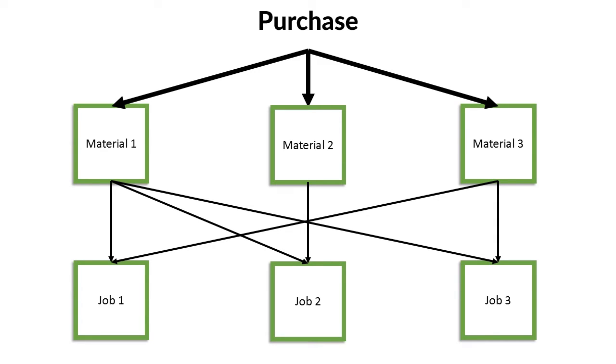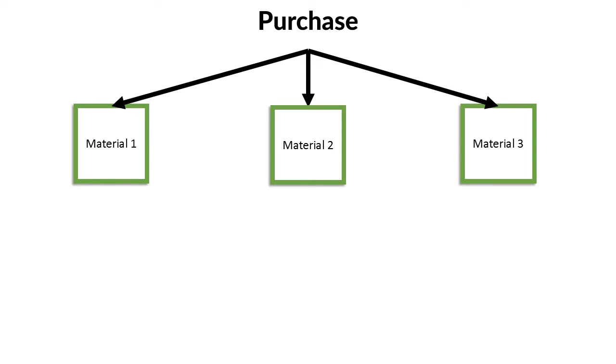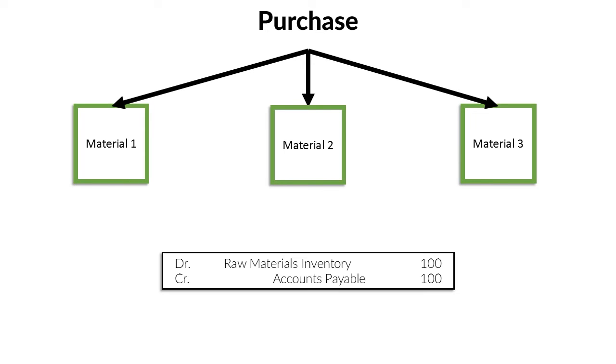Let's start with the purchase itself. So when we purchase material, we add to our raw materials inventory because they're still raw material. We haven't done anything on them yet. And when we purchase material, we lose money or we add to our credit. So when we put it into our ledger, we have a debit to raw materials inventory and we have a credit to either cash or accounts payable because we paid to acquire those materials. So this is the first step in the cost. We pay to acquire materials and we put that in our raw materials inventory.